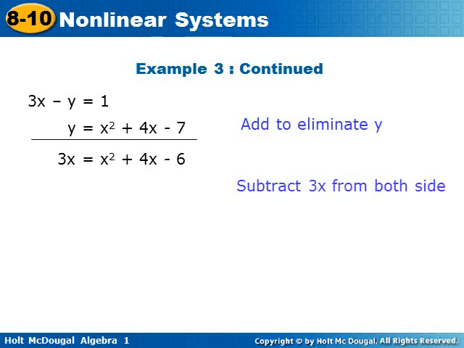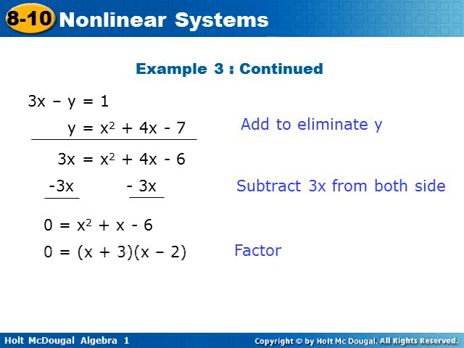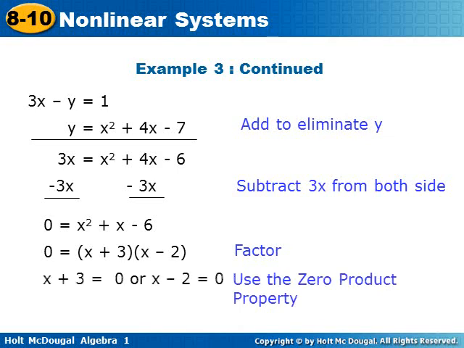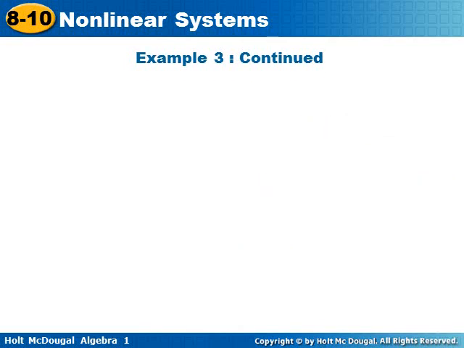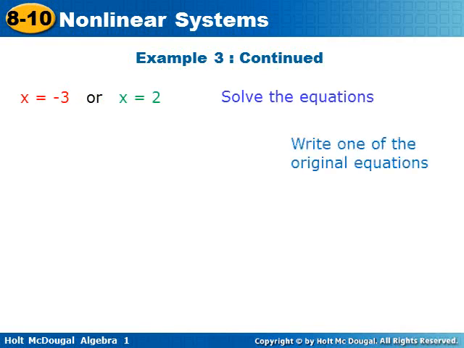Then we're going to subtract 3x from both sides, and we get 0 equals x squared plus x minus 6. We're going to factor it out. We need two numbers that will multiply, give us negative 6, add, give us 1. That'd be positive 3, negative 2. So we get x plus 3 times x minus 2. And we use the zero product property. We're going to solve for both. And we get negative 3 or positive 2.